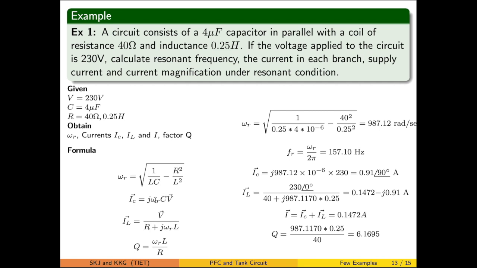Once the resonant frequency is calculated, we can calculate the capacitor current as well, because the source voltage is also known. We can calculate the load current and the quality factor. So when we make the substitution, the results come out like this. The summation of this IL and IC will be the source current, and that is coming out to be purely resistive, which is the objective of having resonance. So the Q factor is also achieved likewise.